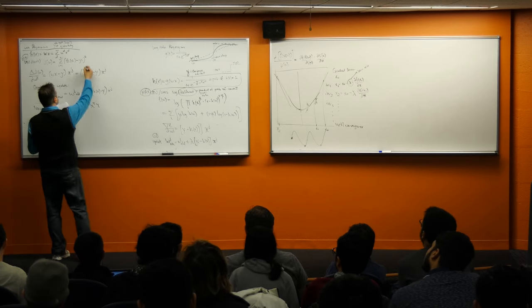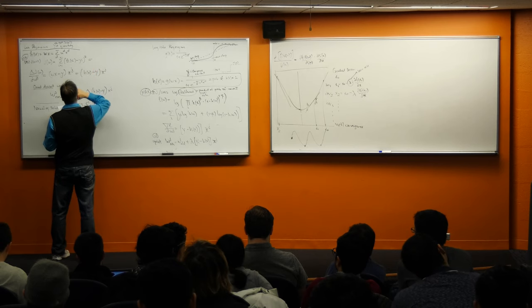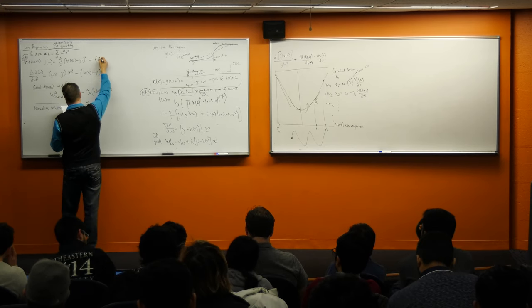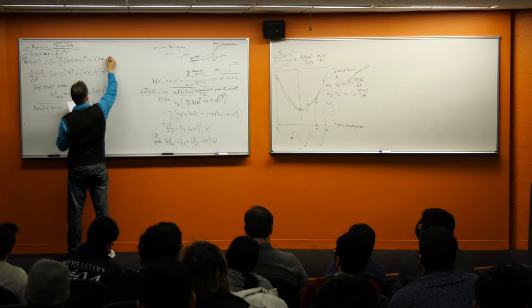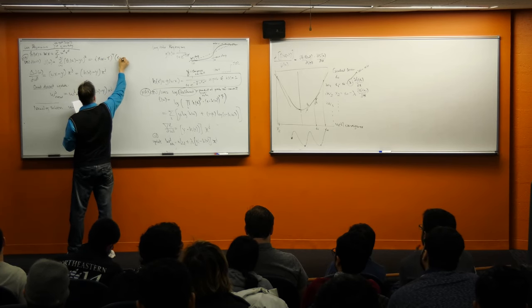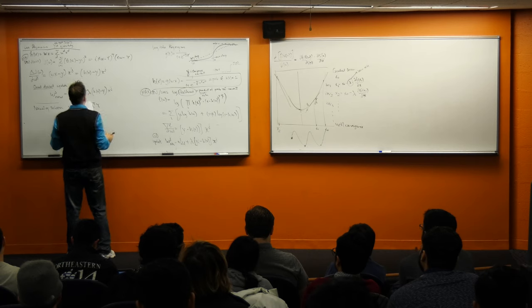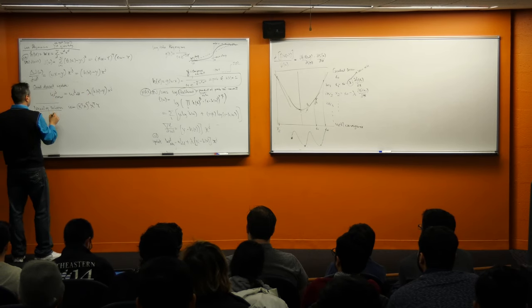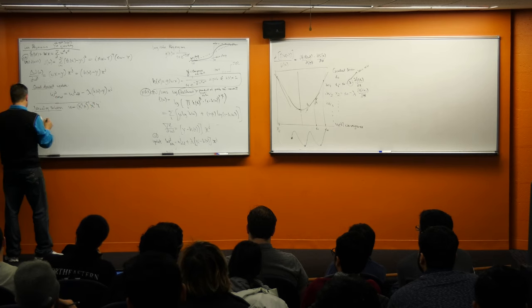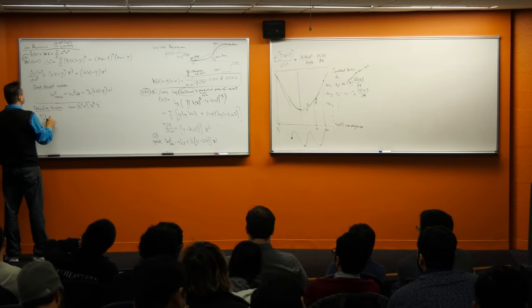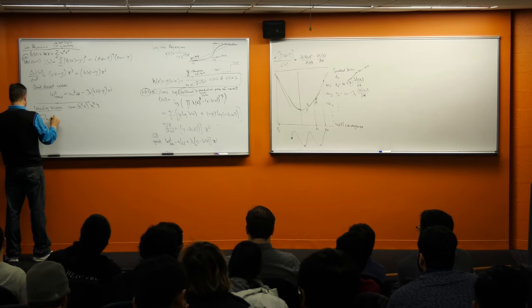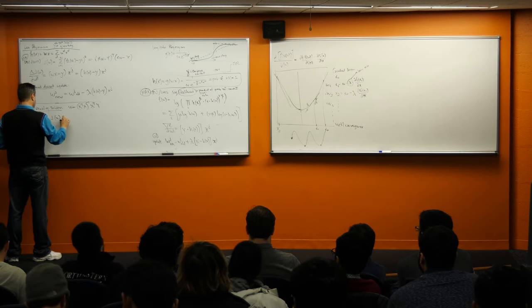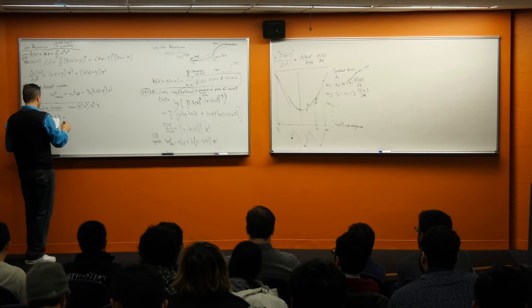So we wrote this as XW minus 1 transpose XW minus 1. And then when we take the differential with respect to W of that J, I'm going to skip a bunch of steps.